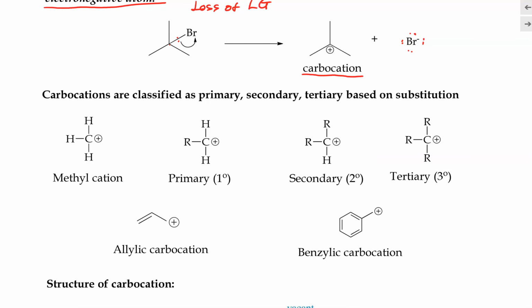And carbocations can be further classified as primary, secondary, or tertiary based on the degree of their substitution. So here is a methyl cation, which is connected to all hydrogens, and there are no other alkyl or carbon groups. Versus a primary carbocation is when we have a carbon here connected to one other carbon group. And a secondary carbocation is then connected to two other carbon groups. And similarly, the tertiary is when it is connected to three other carbon groups.